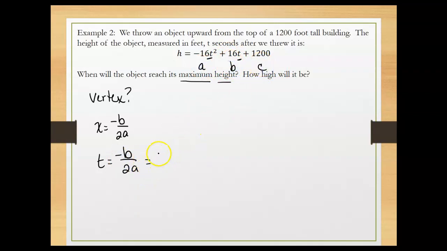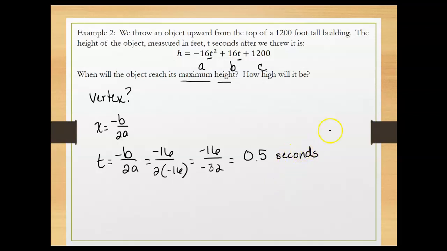So I'm going to substitute in. This is negative 16 divided by 2 times negative 16. Negative 16 divided by negative 32. That does not become 2, that becomes 0.5. So what that's telling me is it reaches its maximum height after half a second. In 0.5 seconds, it reaches its maximum height.